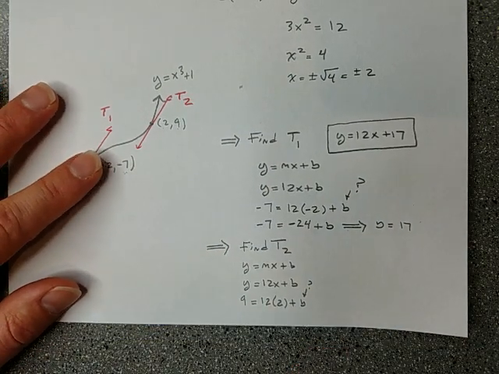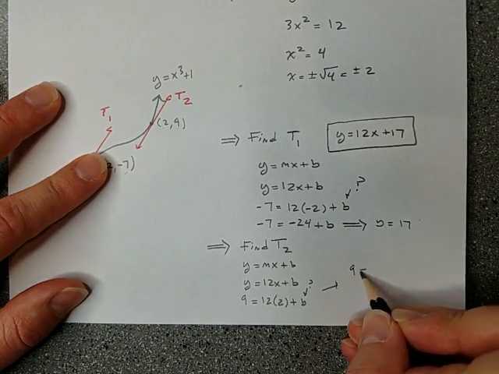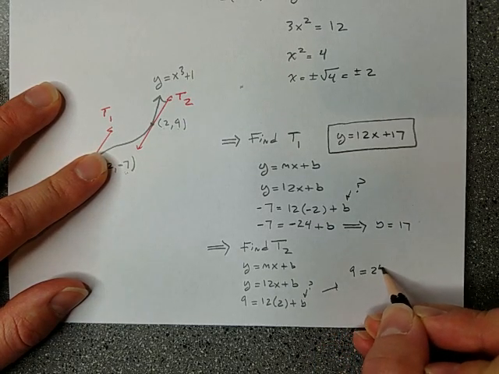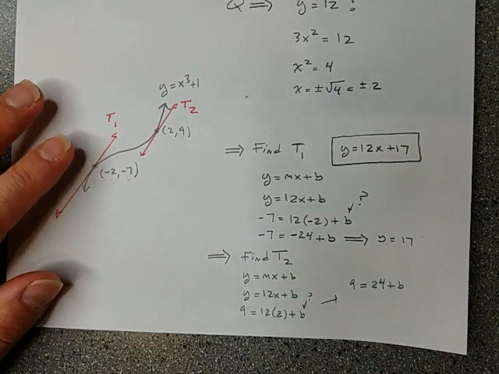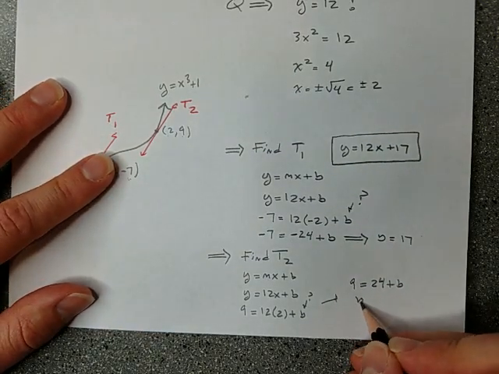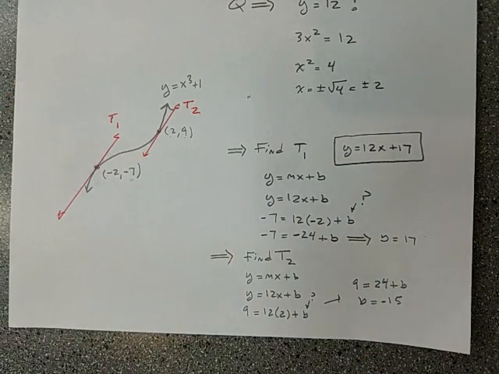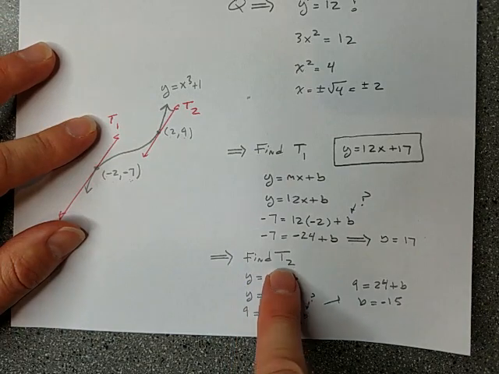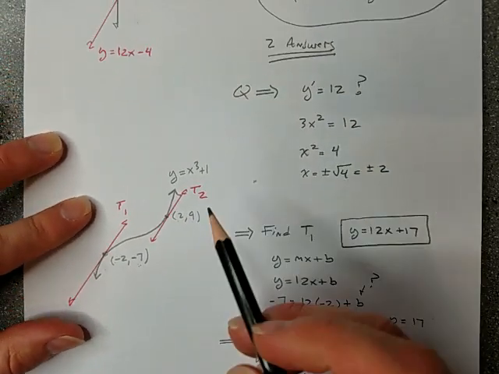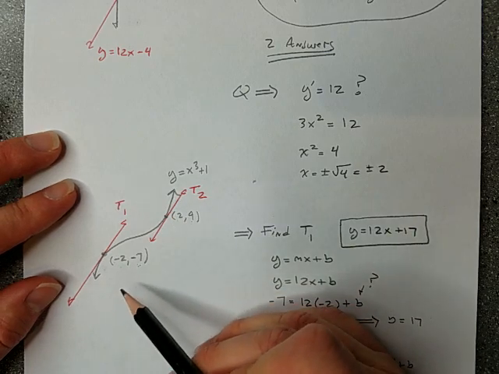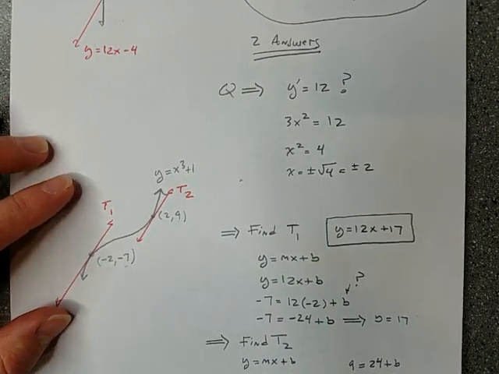Okay, so I'm going to get, continue over here, 9, 24, and then plus b, and then so I'll get b is equal to -15. Okay, all right. So then tangent line T2 is y equals 12x minus 15. It hits the y-axis down there somewhere at -15. That has a slope of 12 though, okay?